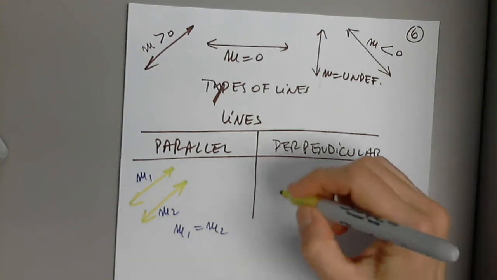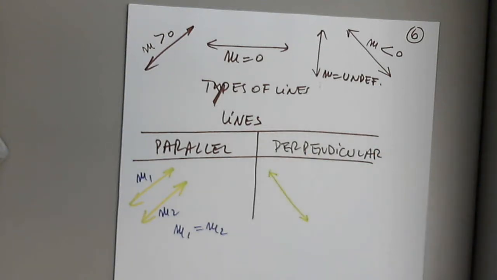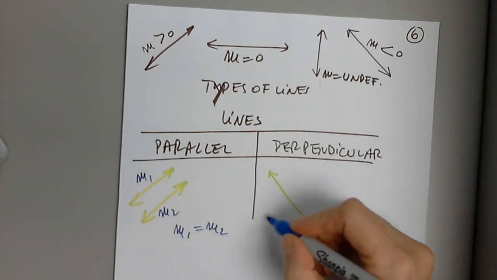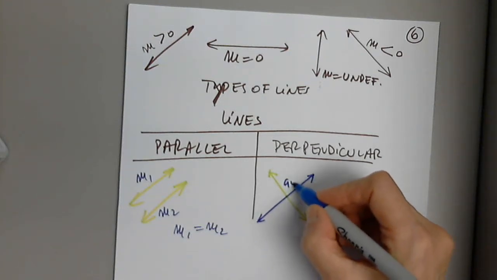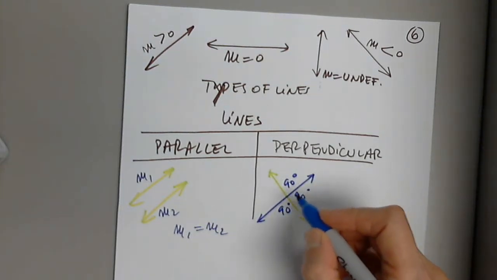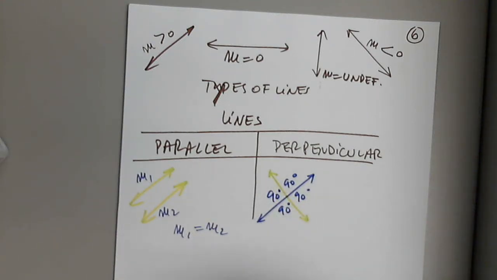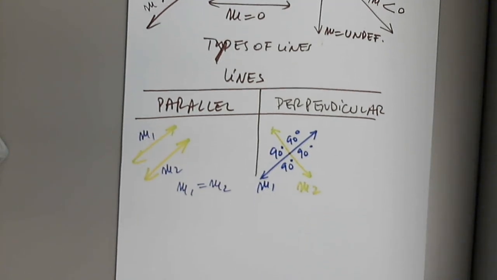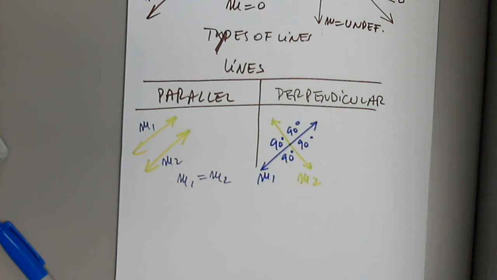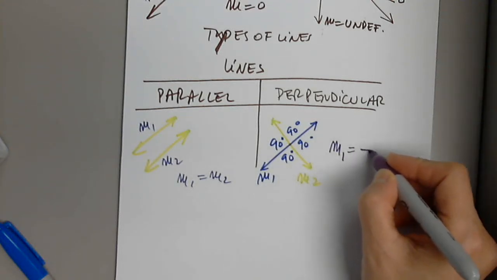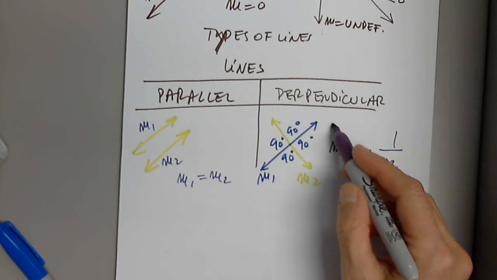Let's take a look at 2 perpendicular lines. Let's say this is one line, and let's say this is the second one. Perpendicular means they form 4 90-degree angles. And let's say this is M1 and this is M2. What would be the relationship between M1 and M2 if they are exactly perpendicular? Not opposites, but negative inverse, negative multiplicative inverse, yes. M1 will equal the opposite of 1 over M2.